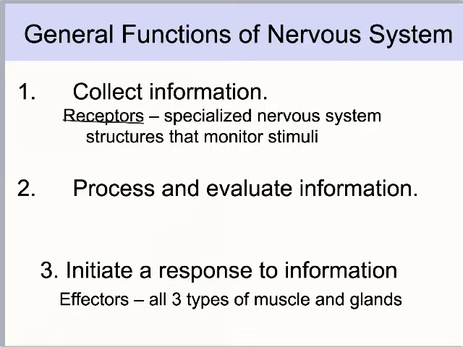Okay, so after we receive or collect the information, then we're going to process it and evaluate it. So that can happen in the brain, it can happen in the spinal cord. It depends on what information is coming in. Then we initiate a response to the information. So the effectors that actually carry out the response from the nervous system are all three types of muscles and glands and other neurons. Okay, so that's how we're going to respond.